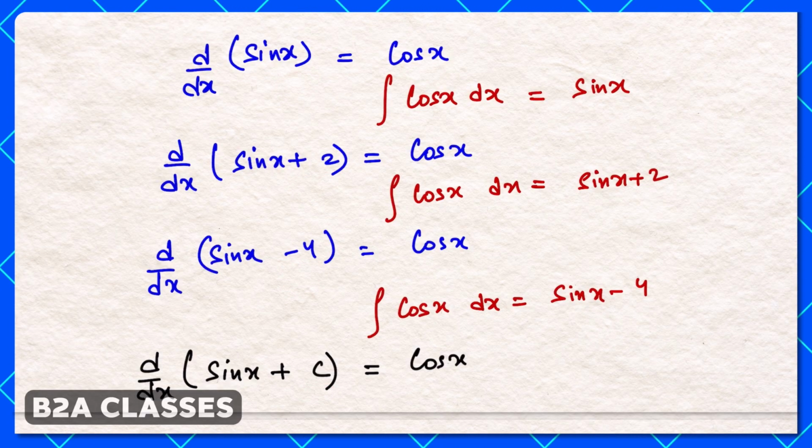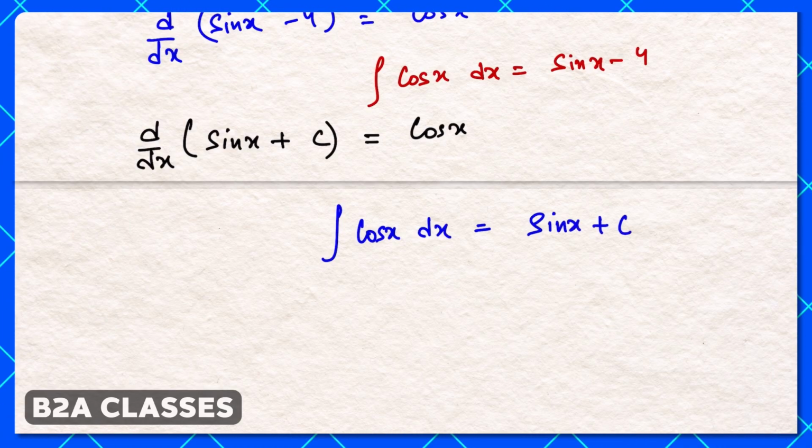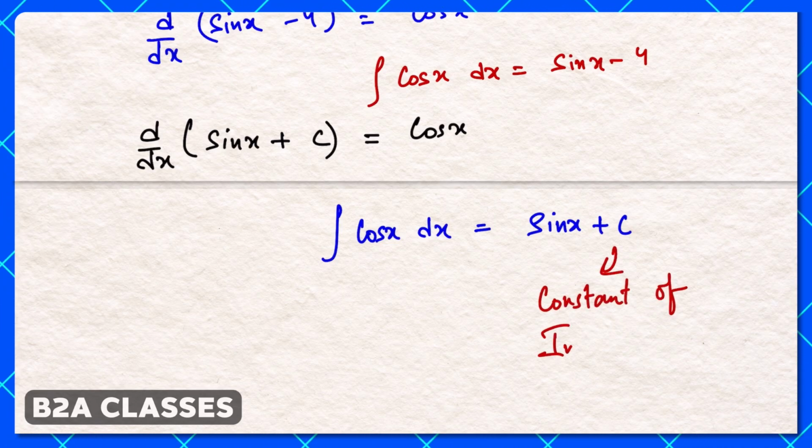So integration of cos x with respect to x will be sin x plus c, because for any constant, the derivative of sin x plus c will be cos x. So the integral of cos x is basically a family of curves or family of antiderivatives, because for different values of c, I will get different curves, and all these curves will be parallel. And the c is called the constant of integration.